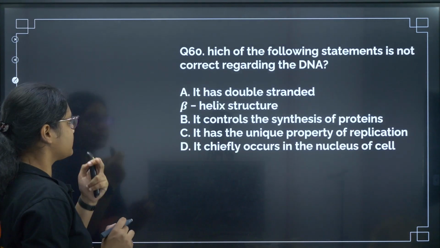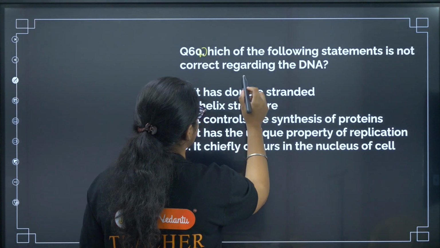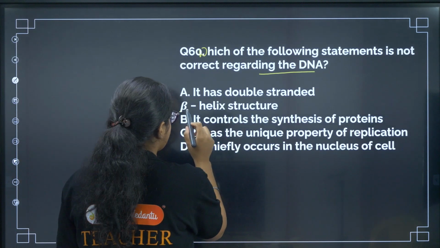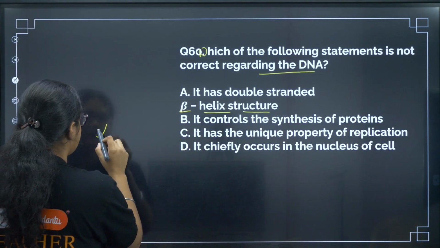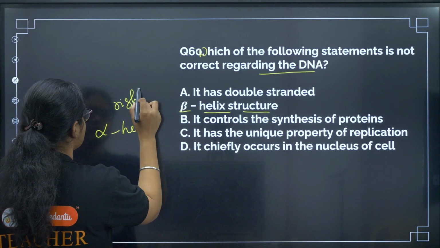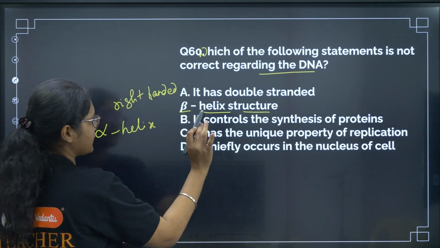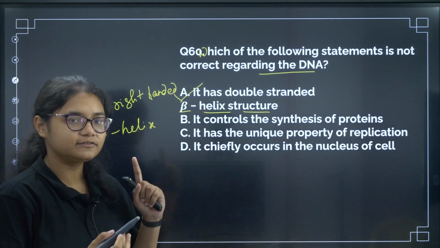Okay, so the last question in this one. Which of the following statements is not correct regarding DNA? Okay, so it has a double-stranded beta helix structure. So we all know DNAs are alpha helix structures. Okay, right-handed, remember, right-handed alpha helix structures. So the incorrect statement will be option number A. Correct answer for this question is option A.